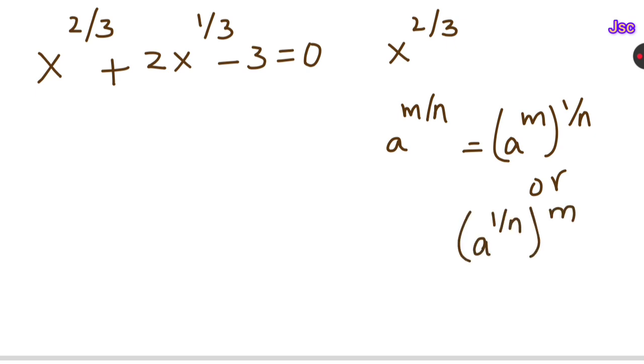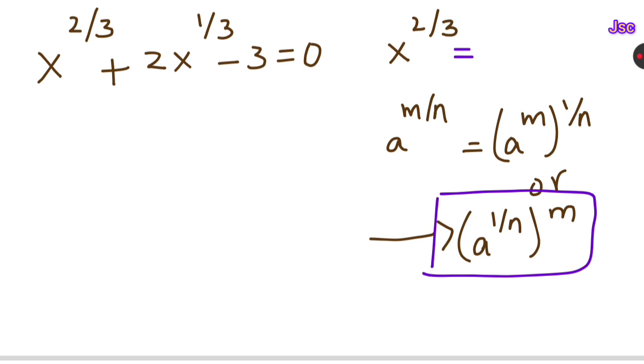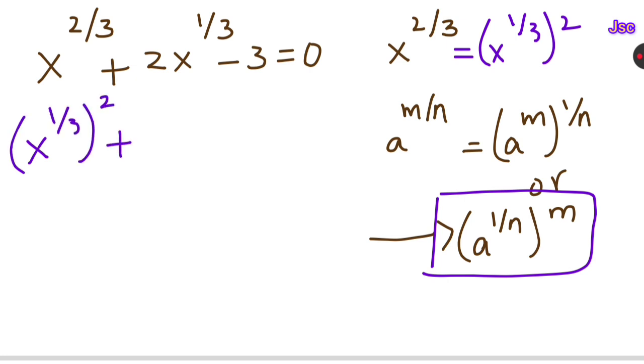So I am going to write in terms of this form. Then x raised to the power of 2 over 3, we can write this in terms of this term, that is (x raised to the power of 1 over 3) whole raised to the power of 2. So (x^(1/3))^2 + 2x^(1/3) - 3 = 0. And here we have x raised to the power of 1 over 3, and here also we have x raised to the power of 1 over 3.